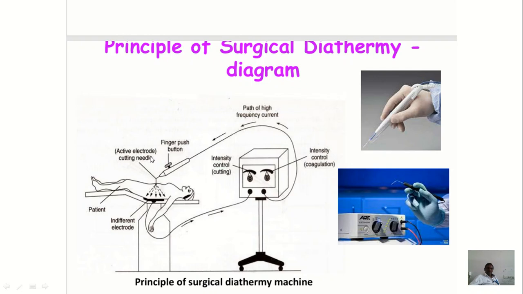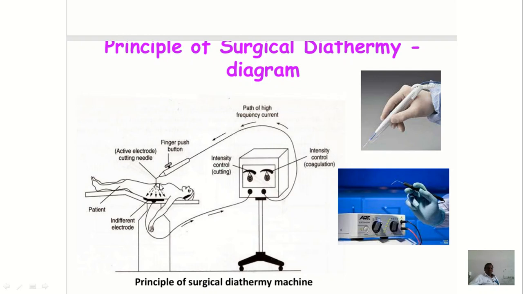Whenever the circuit is closed, only then will the current be supplied to the human being, otherwise it is disconnected. From the positive terminal of the equipment, current goes to the finger push button. At the end of the finger push button, we connect the needle electrode. Because of the current, the needle point gets heated, and because of that the tissue can be easily evaporated at the point of contact, so surgery is very easy. Without giving any force, we can easily cut the tissue.